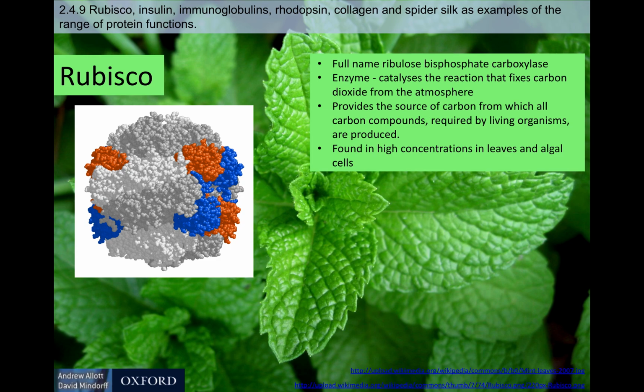Without this, plants wouldn't be able to do photosynthesis. We wouldn't be able to get the carbon that plants are made of as a food source, or the oxygen, the waste product of plants, that we breathe. It's found in high concentrations in leaves and algae cells.